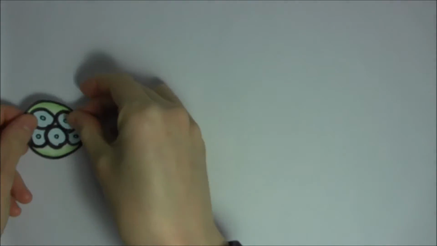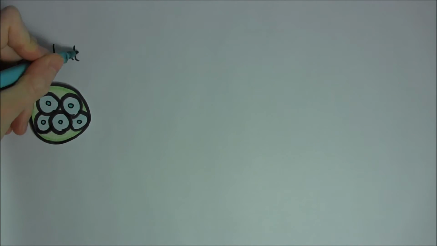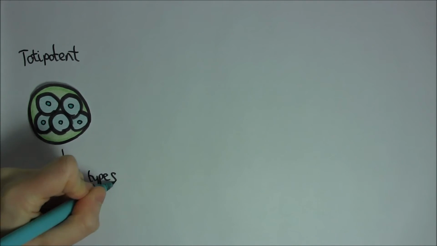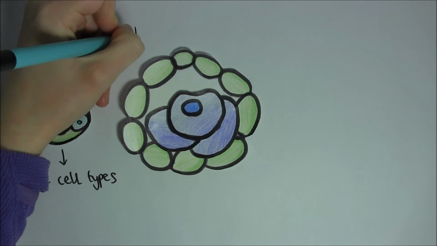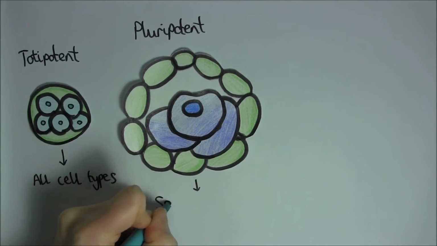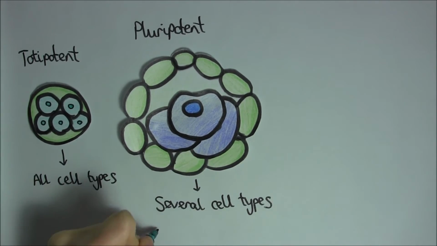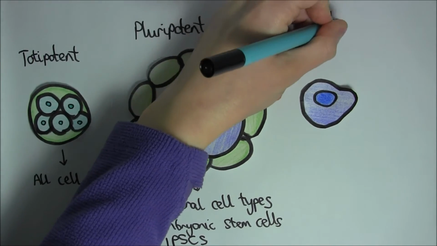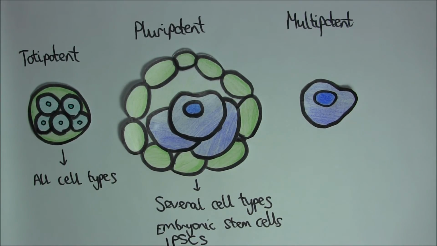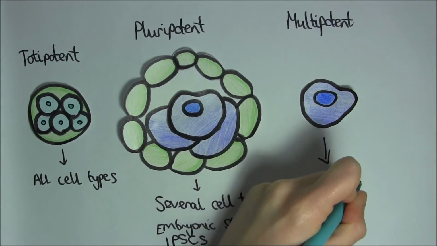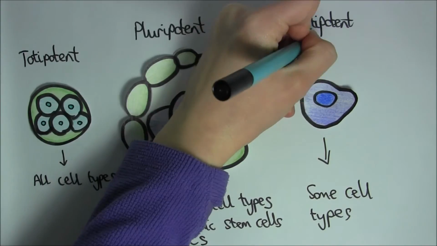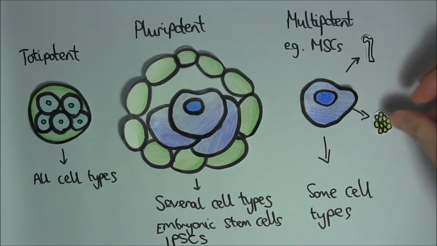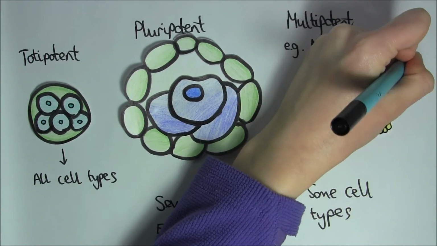To finish up, let's go through a couple of definitions. Cells within a really early stage embryo are totipotent, meaning they can give rise to all the cell types. Embryonic stem cells, on the other hand, are described as pluripotent, meaning they can give rise to several cell types, but not all cell types. Lastly, stem cells which are described as multipotent can differentiate into some cell types, but are a bit more limited than pluripotent stem cells. My beloved mesenchymal stem cells, for example, can become fat, cartilage, and bone cells.